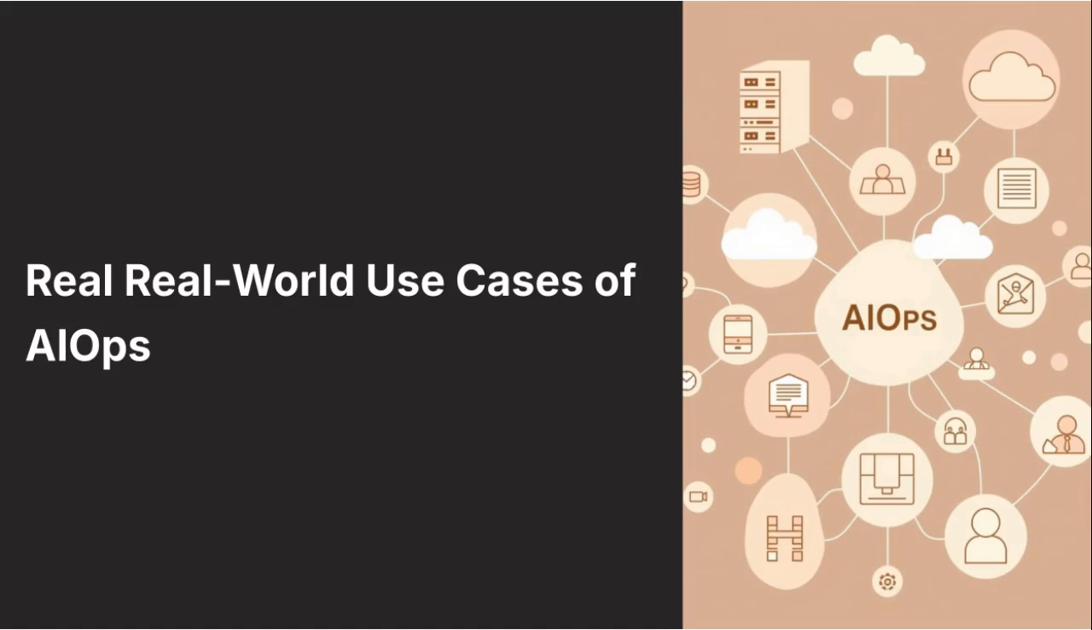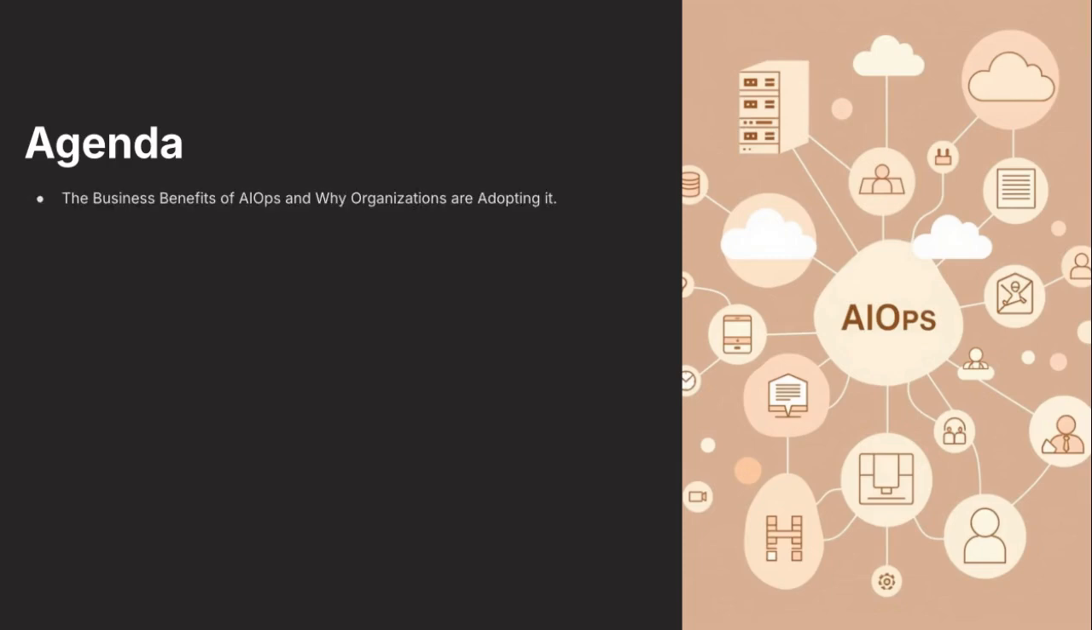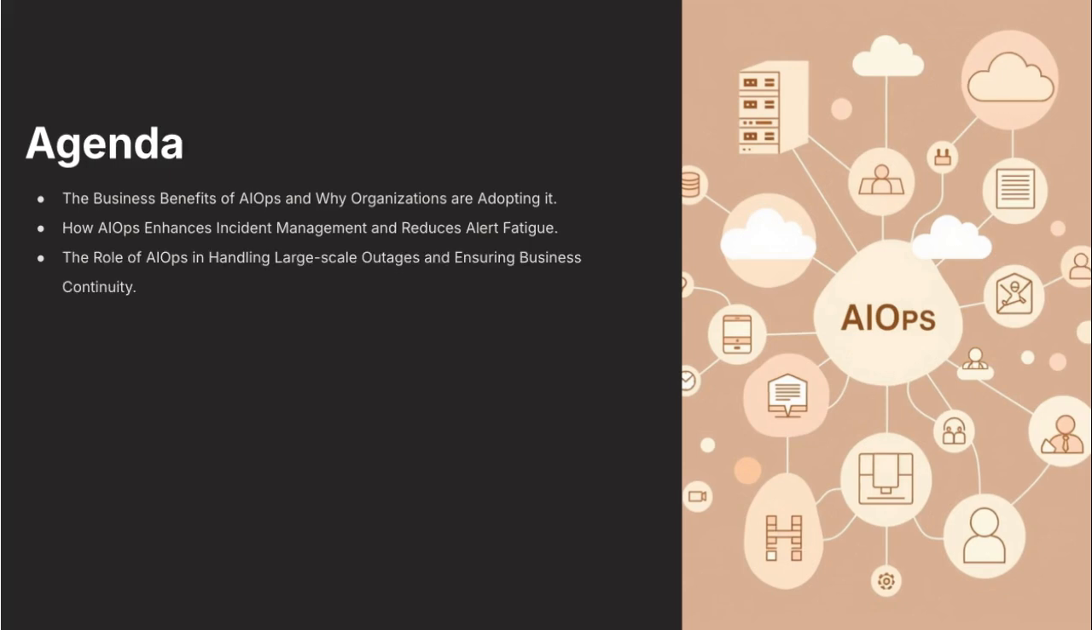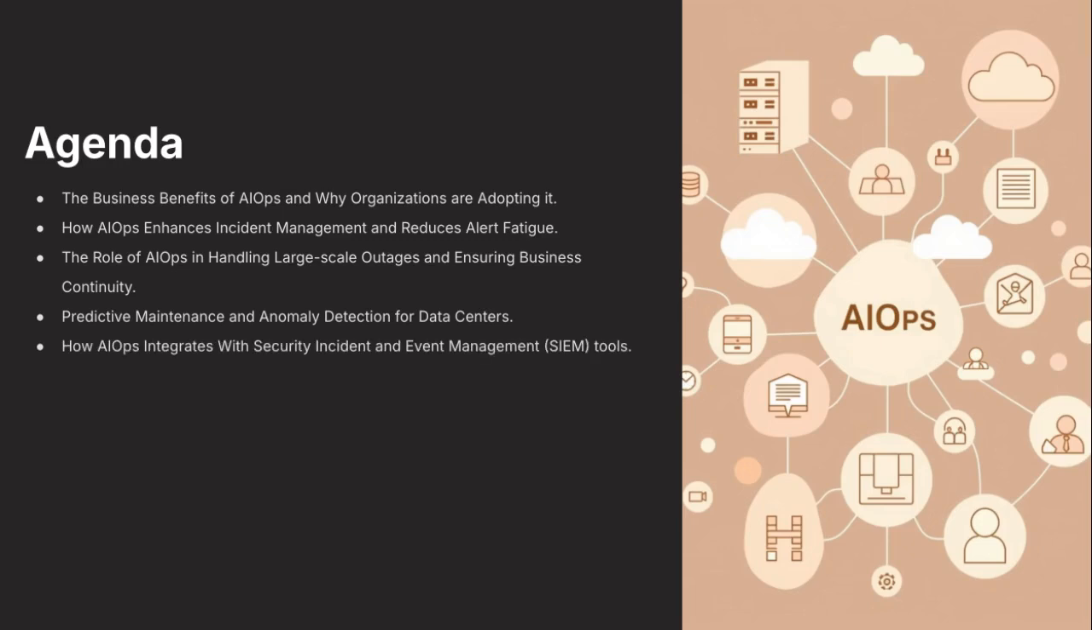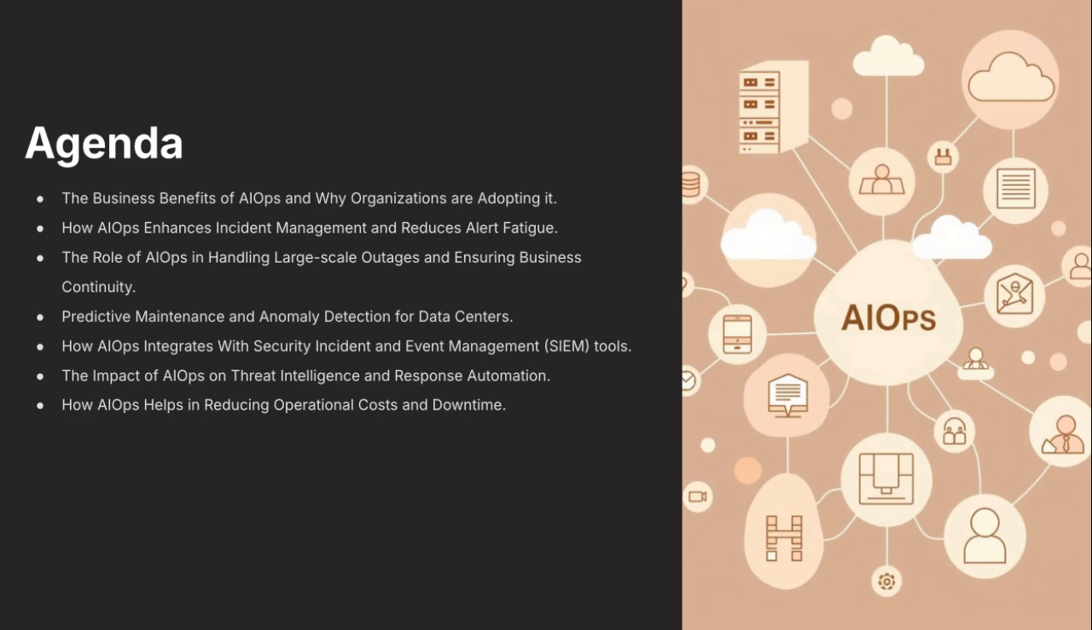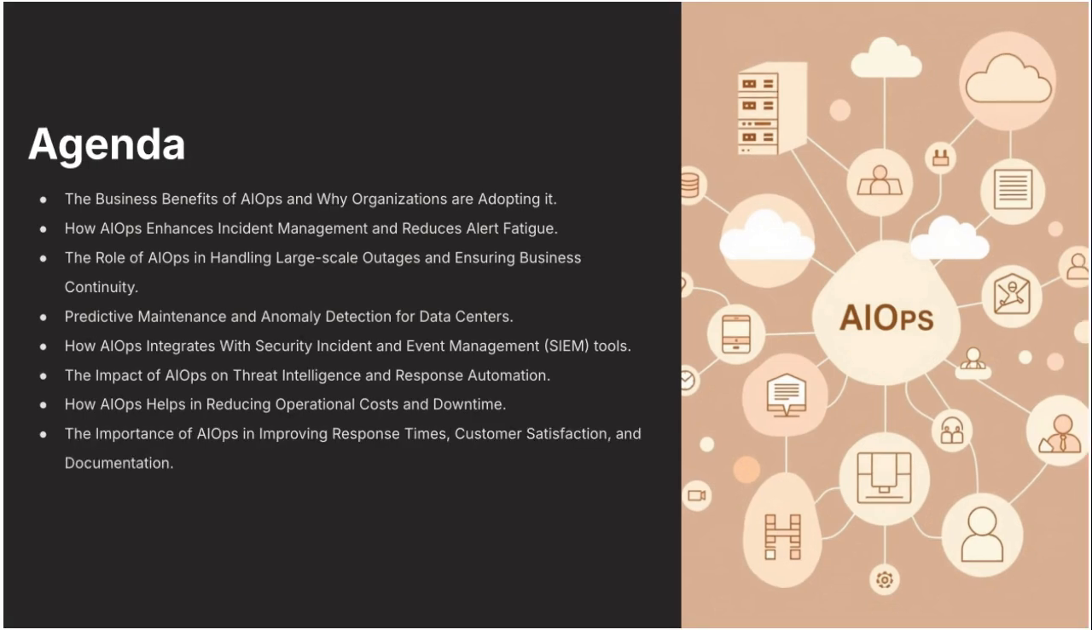business outcomes. In this tutorial, we will cover the business benefits of AIOps and why organizations are adopting it, how AIOps enhances incident management and reduces alert fatigue, the role of AIOps in handling large-scale outages and ensuring business continuity, predictive maintenance and anomaly detection for data centers, how AIOps integrates with security incident and event management SIEM tools, the impact of AIOps on threat intelligence and response automation, how AIOps helps in reducing operational costs and downtime, the importance of AIOps in improving response times, customer satisfaction, and documentation.